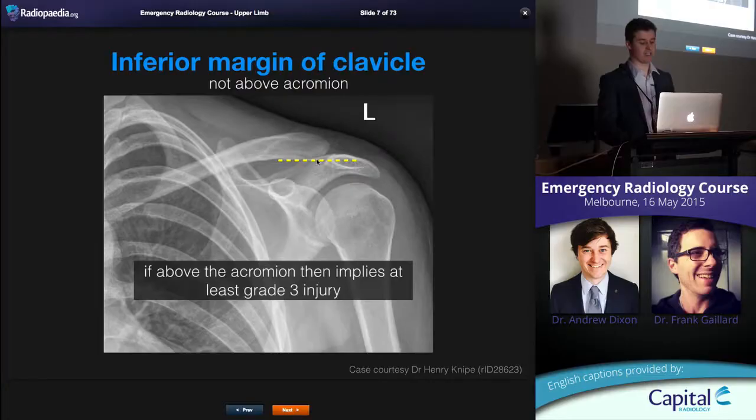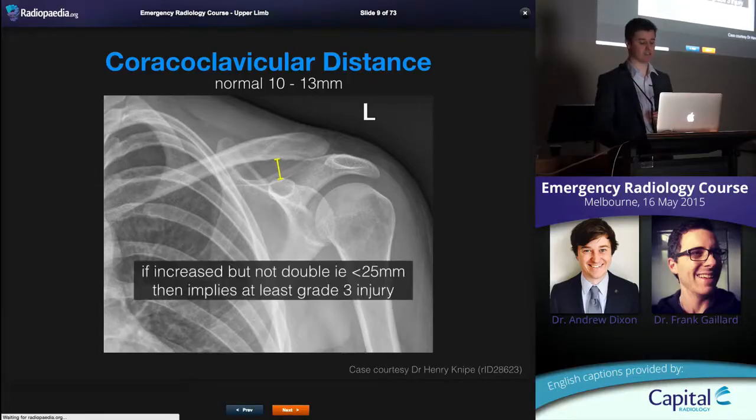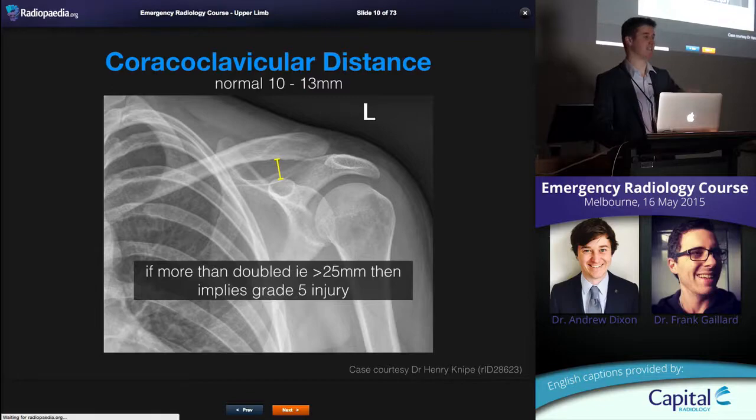But the important thing is, does that inferior margin of the clavicle sit above the top of the acromion? If that's the case, then you've automatically got yourself a grade 3 injury, which may need surgery. Okay? The coracoclavicular distance is another thing you want to look at. Normal is about 10 to 13 millimetres. If you get an increase in that but not double that, then you're looking at a grade 3 injury. If you get double that, then you're looking at a much more severe end of the spectrum.